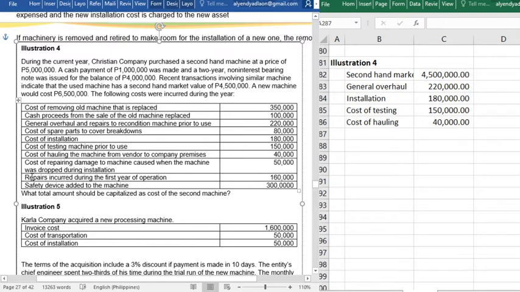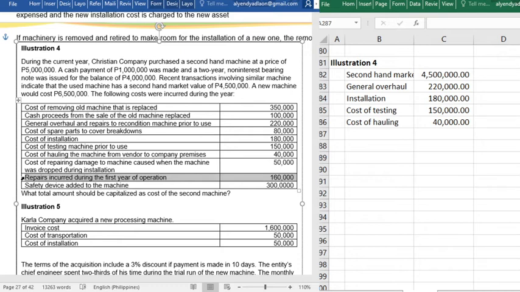Now, next we have repairs incurred during the first year of operation. So just like the cost of repairing during installation, of course the repairs incurred during the first year of operation is already an expense. Why? Because during the first year of operation, you are already using the machine, right?